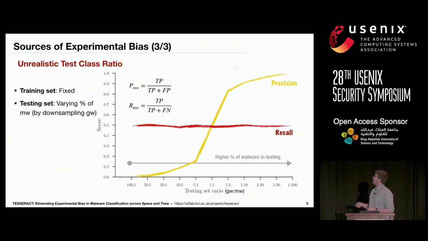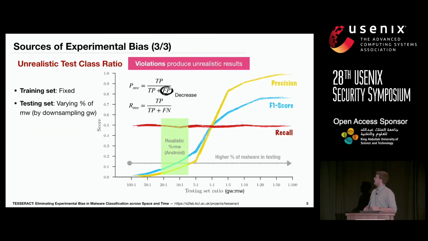However, the more we remove goodware from the test set, the more the precision increases. The reason is that we are removing goodware that was possibly incorrectly classified as malware. So we are removing false positives, and the precision increases. But this, of course, also affects the F1 score, because that is just the harmonic mean of precision and recall. And it just produces unrealistic results.